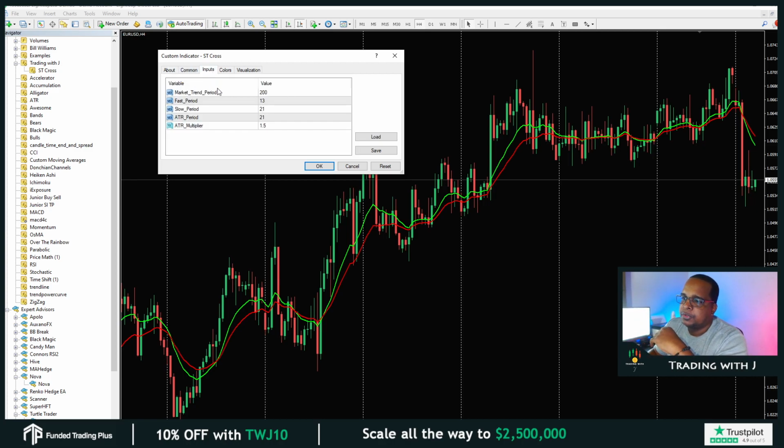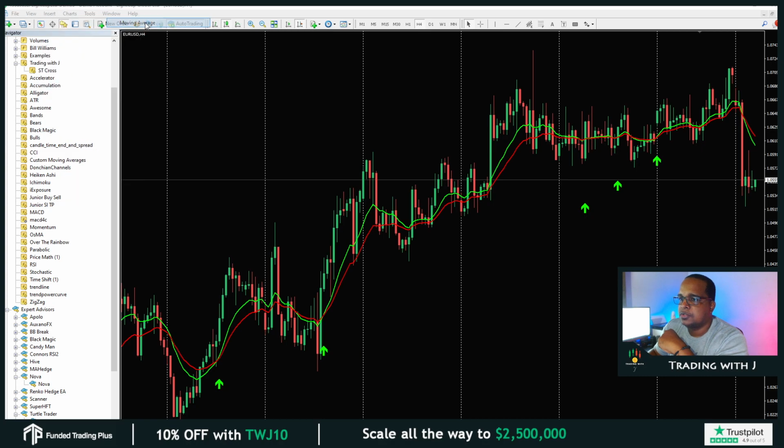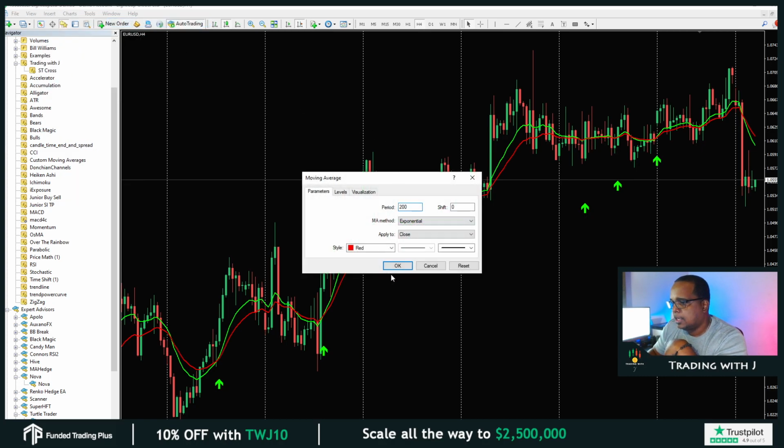If we look at the inputs, we have the fast period, which is 13, and the slow period, which is 21. So the 13 is the green line and the 21 is the red. Now we also filter using the 200 period moving average to determine the overall trend direction. So let me just load that onto the screen so you could see what that looks like as well.